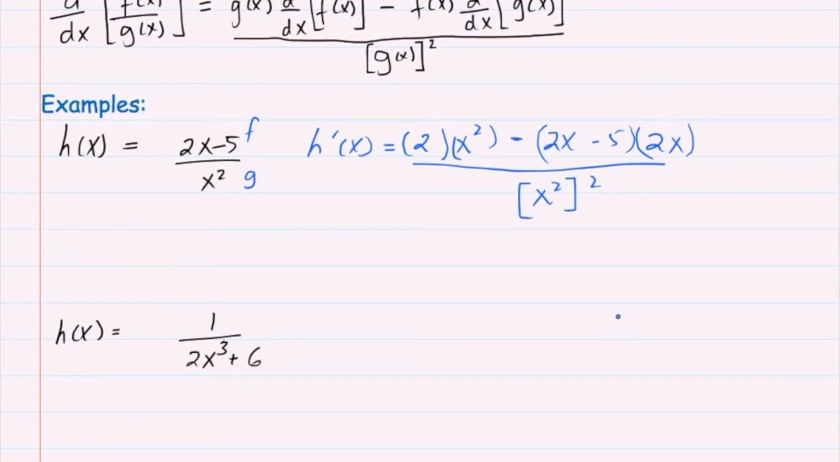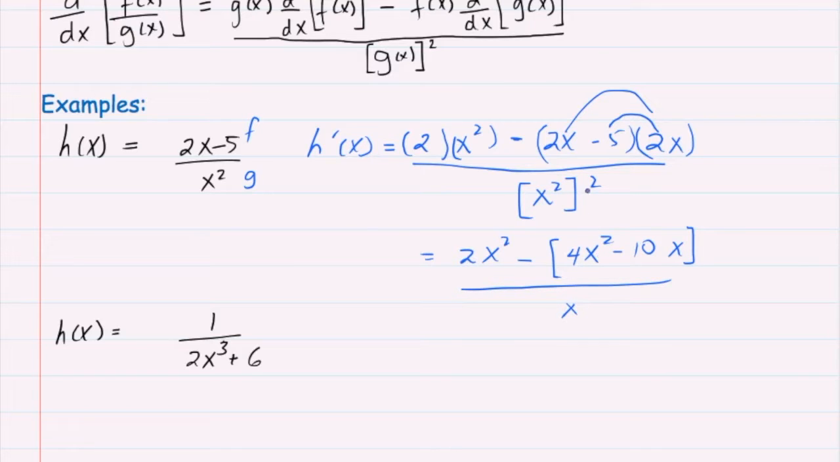Now, let's simplify a little bit more. So 2x squared minus, we're going to multiply 2x by 2x, so 4x squared, and 2x by minus 5, so minus 10x. And all of that is over x now to the power of 4. You multiply the exponents. We can keep going a little bit more. So 2x squared minus 4x squared is minus 2x squared minus 10x, so plus 10x over x to the power of 4. You could keep going here.